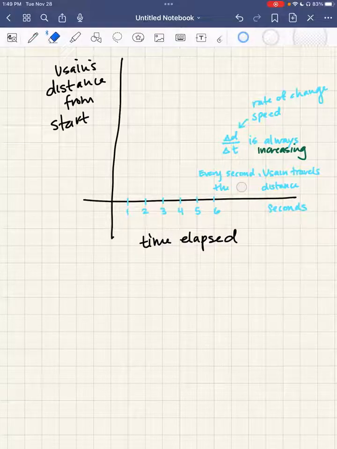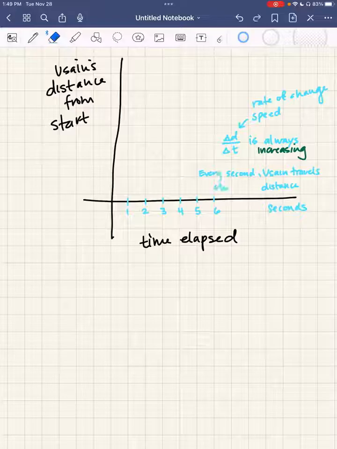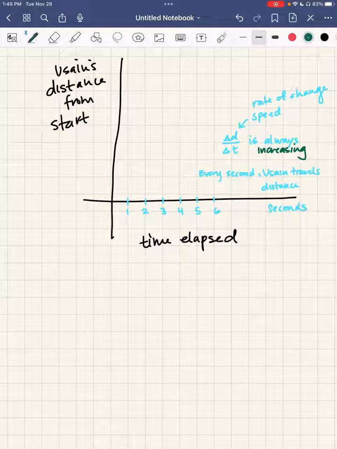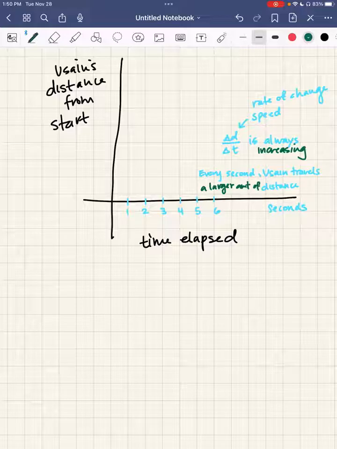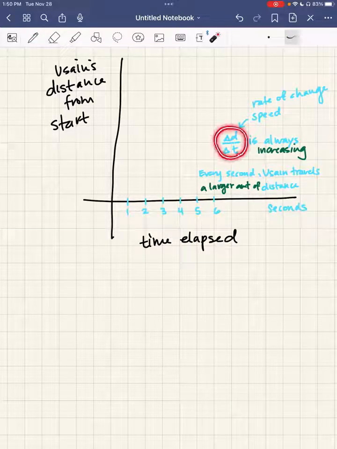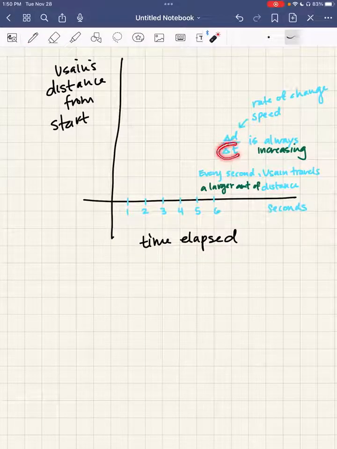We could say every second Usain travels a larger amount of distance. Because if he's speeding up, looking at this, this is speed, so this has to be getting bigger. If my denominator stays the same, every second, then this has to be getting bigger.